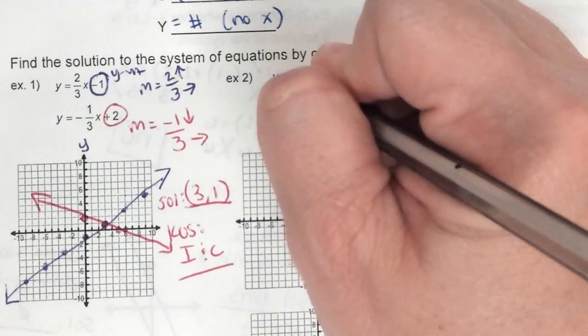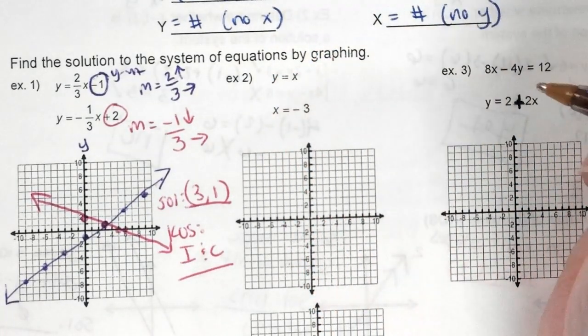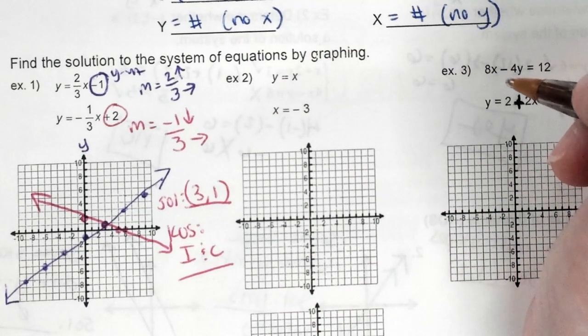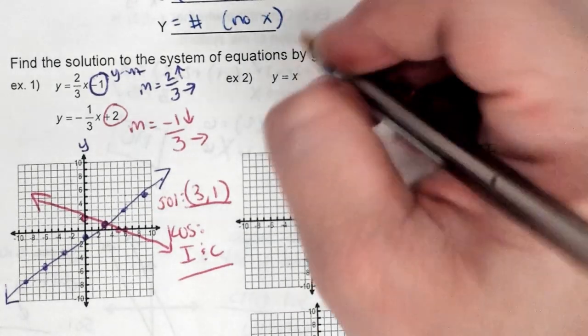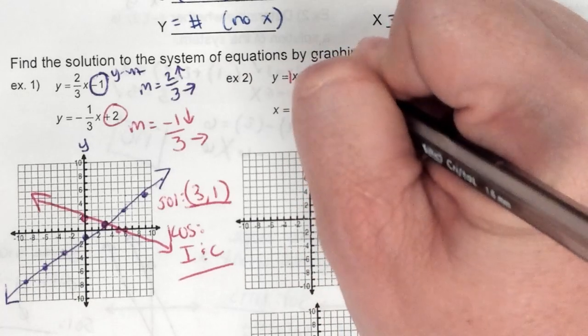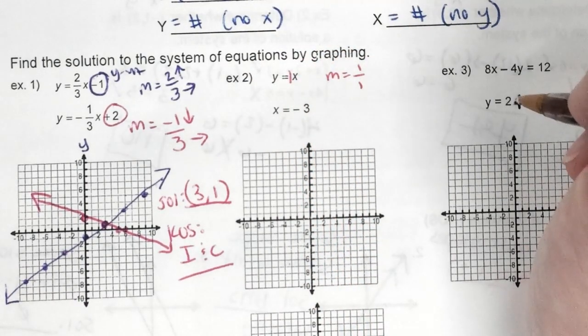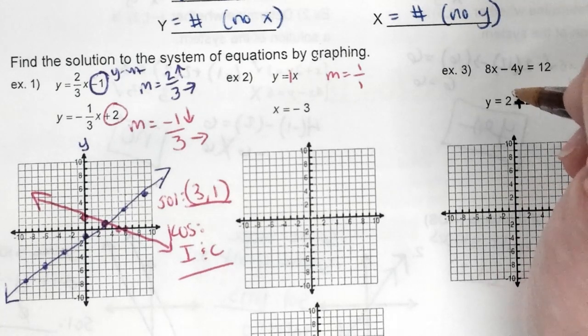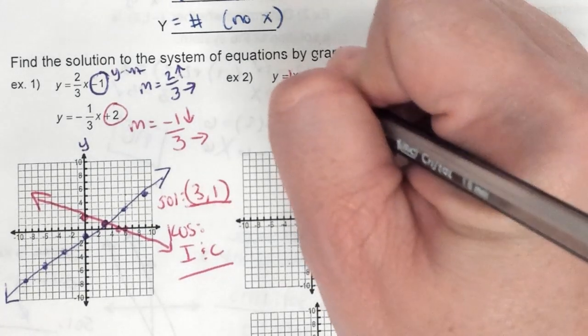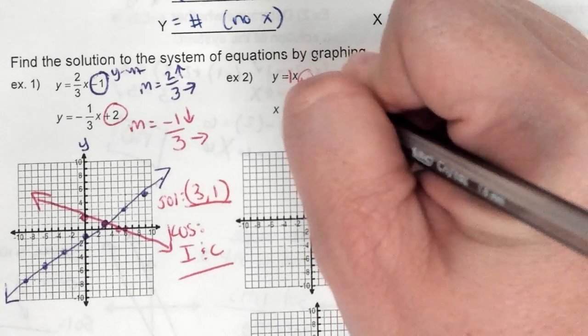Okay, look at example 2. Y equals x. What's your slope on this one? Not slope, I mean... 1. If there's no number, it's a 1. So my slope is 1 over 1. But I need to know where to start. Does it have a plus or minus? No. What can you add that changes nothing? 0. So 0 is your y-intercept.